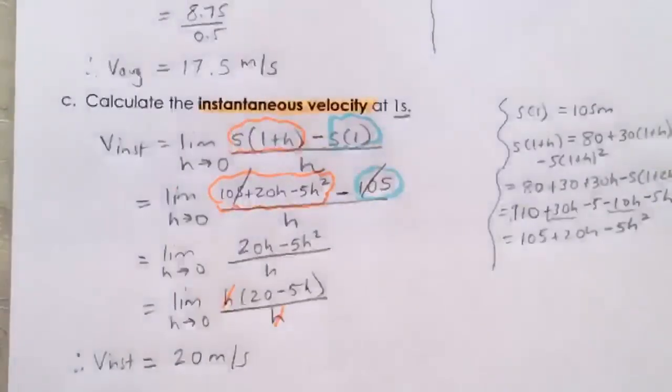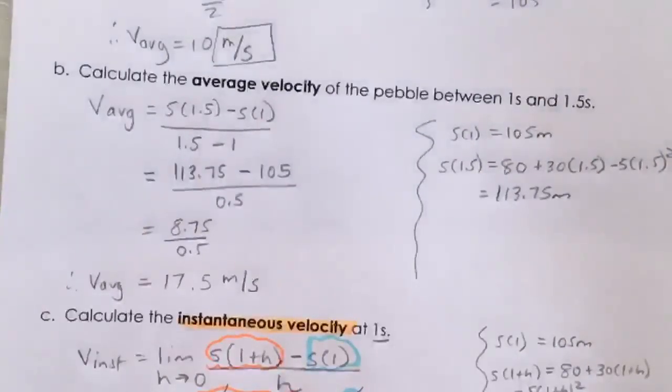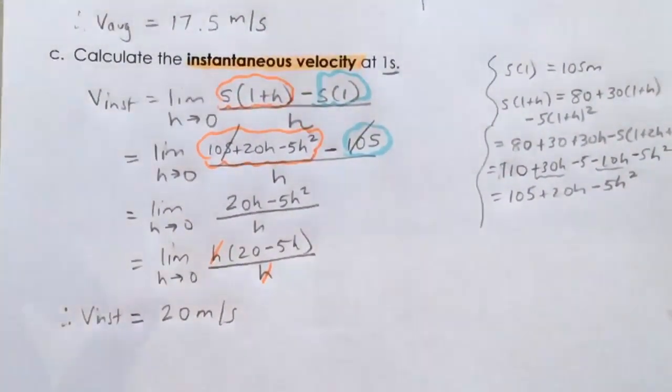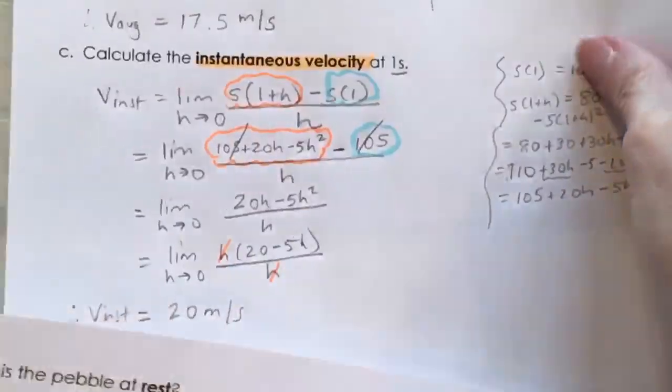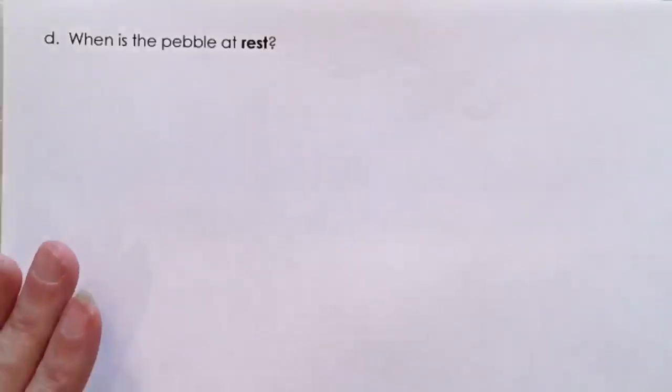Okay? So the first two questions were average velocity, and we just needed to find slope really, the grade 9 slope calculation, y2 minus y1 over x2 minus x1. And then for instantaneous velocity, you're going to use your limit formula from yesterday. Okay, next question. When is the pebble at rest? So this is, for this unit, our Part D question.